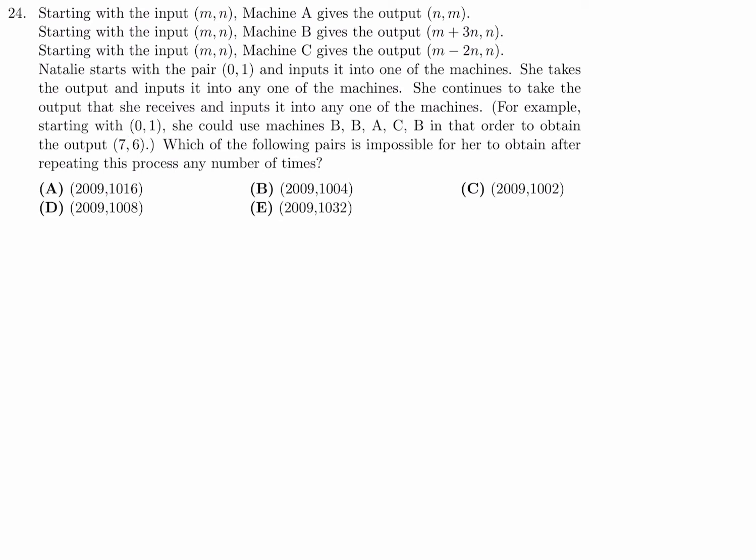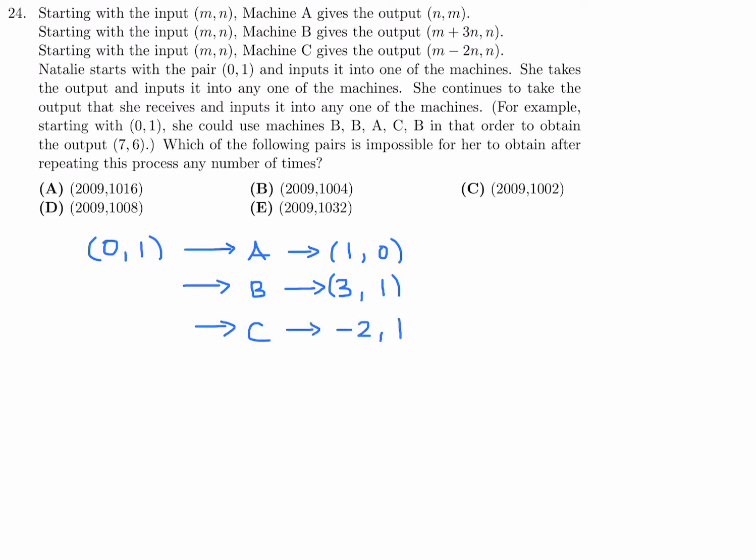Let's start with the pair they have given us and see what it looks like. When you put it through A, it just flips. If you put this through B, it becomes (3, 1), using the formula (m + 3n, n). And if you put this through C, it becomes (-2, 1), using (m - 2n, n).